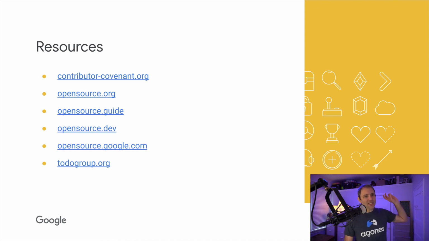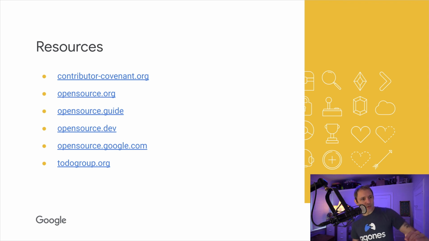If you want to dig even deeper, opensource.org, opensource.guide, opensource.dev, opensource.google.com are fantastic guides for everything from how do I do a pull request, how do I get started in open source, how do I release open source, all the things. Opensource.google.com talks a lot about how we do open source inside of a very large company. This is all hugely useful stuff. So if you want to know anything about open source, you can definitely find it in one of those URLs.